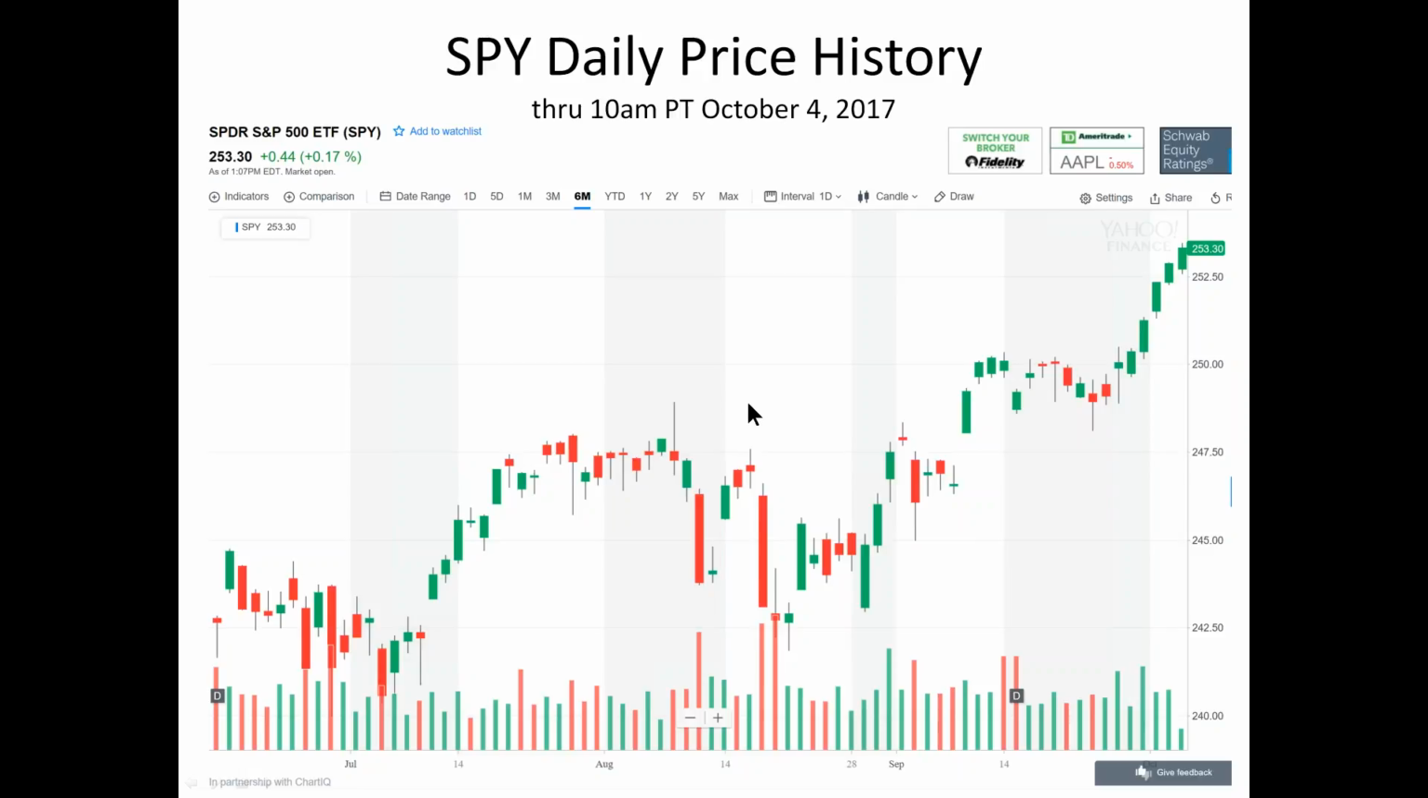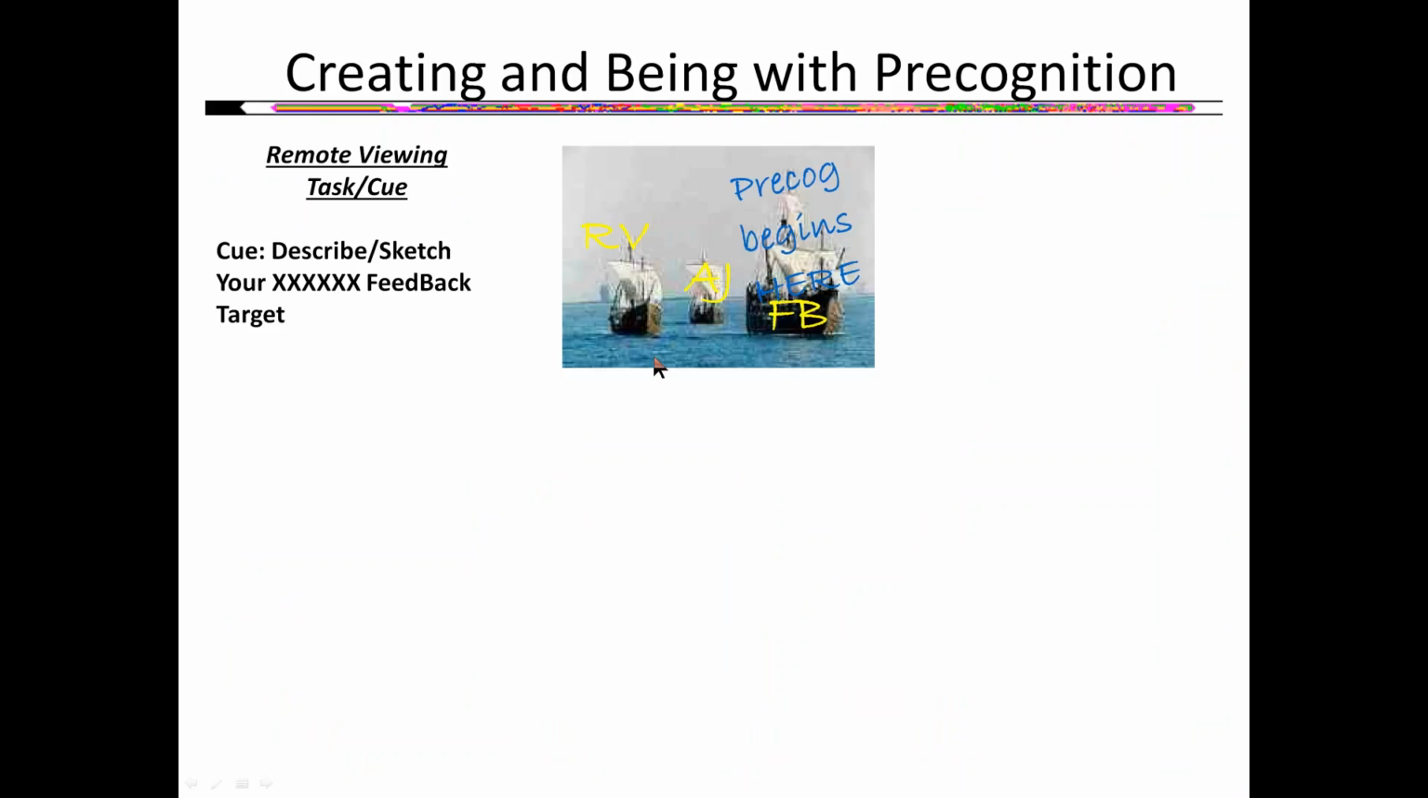So it is truly a blind question in terms of describe and sketch the photo site, you'll see. This is just a quick reminder to get us back into our remote viewing mode from our more analytical mode. And you're going to be doing the cue, describe and sketch your feedback target.